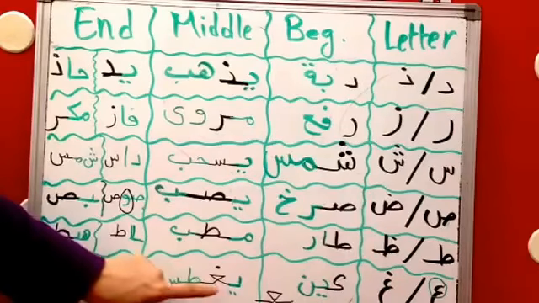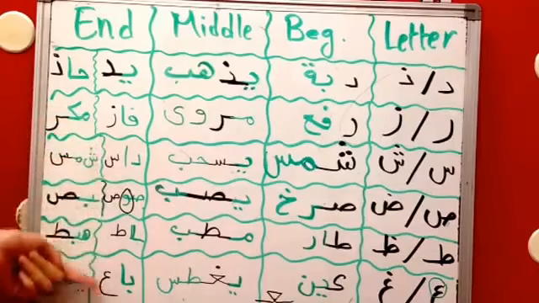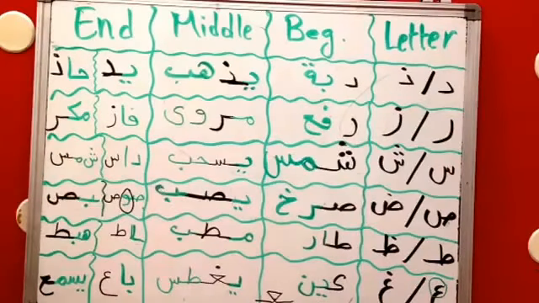Yakhtasu. Ghain here, or yakhtasu. Okay? Now in the end, also we have ending rules. If the letter gets connected with the one after it, or it doesn't get connected with the one after it, it depends. If it gets connected, then they get connected with it. If it doesn't, then they don't get connected with it. Okay? As you can see.